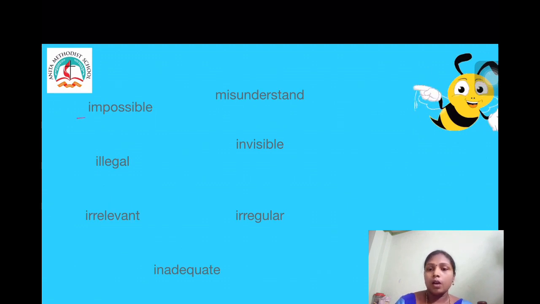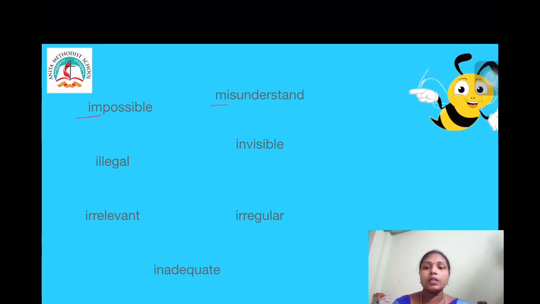Next, now here we are going to underline the prefix. Can you see the first word? Impossible. Now tell me which is the root word here? The root word is possible. Possible is the root word. Here I have added the prefix im, so it forms impossible.